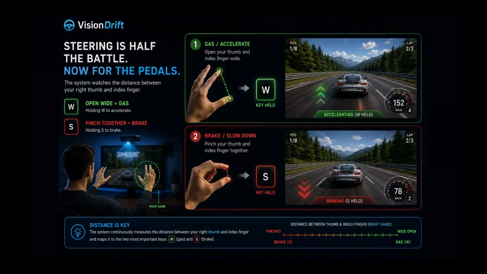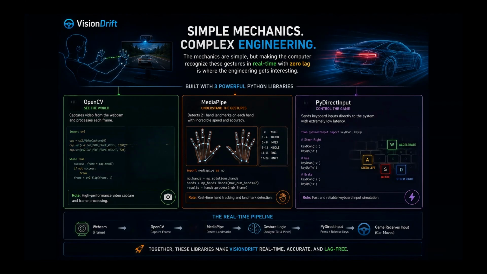We also need pedals. For that, the system watches the distance between my thumb and my index finger. Opening my fingers wide hits the gas by holding W. Pinching my fingers together hits the brakes by holding S. The mechanics are simple, but making the computer recognize these gestures in real time, especially with zero lag, is where the engineering gets interesting. The three main libraries I used to make this project are OpenCV, MediaPipe, and PyDirectInput.